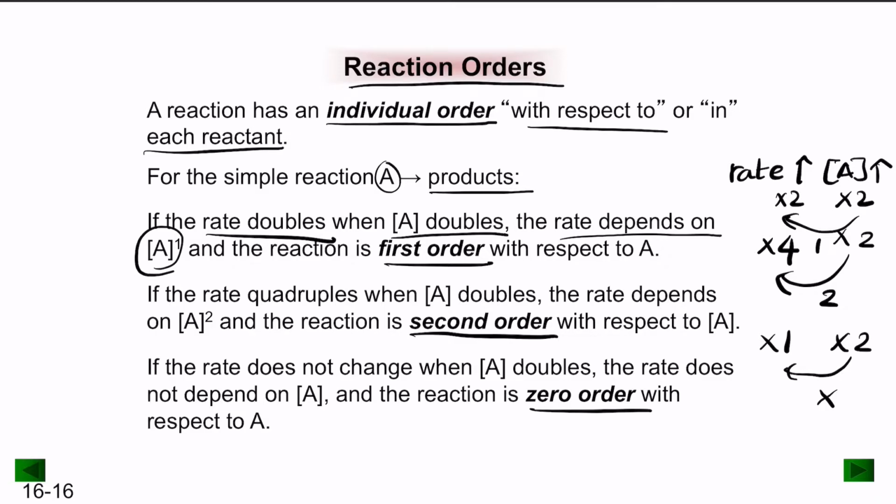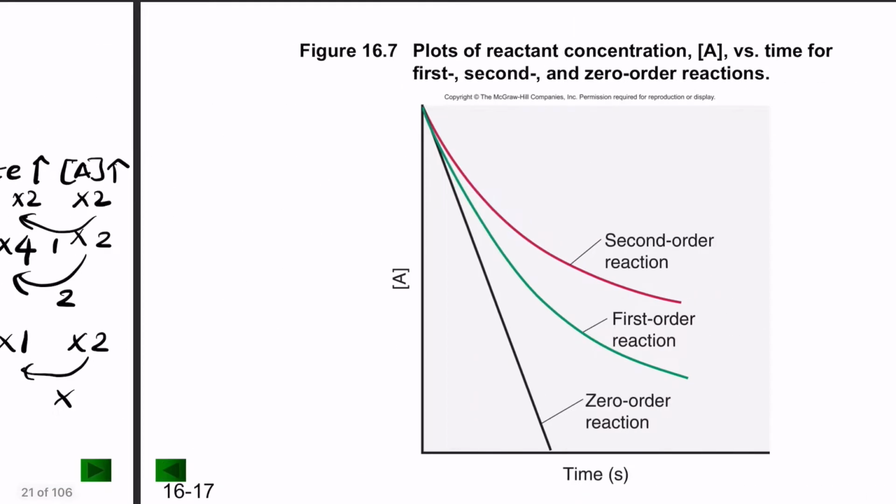So if the rate does not change when you increase the concentration of the reactant, this is an example of a zero order reaction. If the rate increases the same as the concentration of the reactant, then we call that first order. If the rate quadruples when A is doubled, we call that a second order reaction. And if the rate does not change when the concentration changes, we call that a zero order reaction.